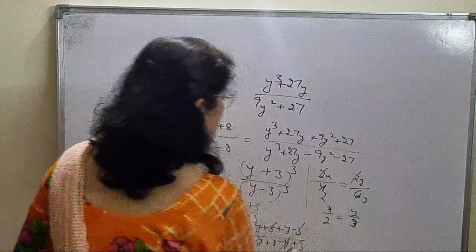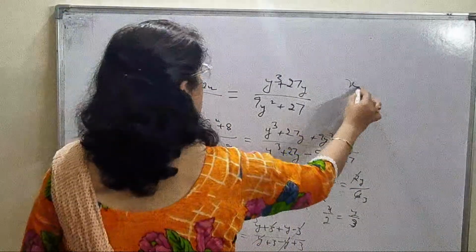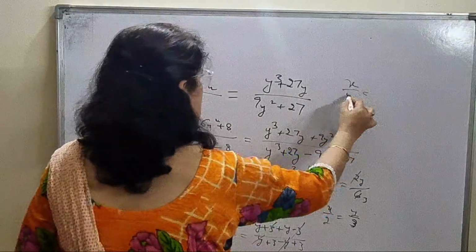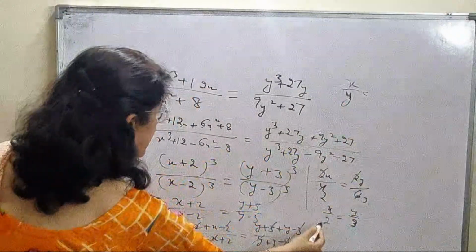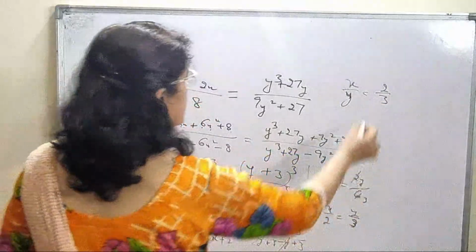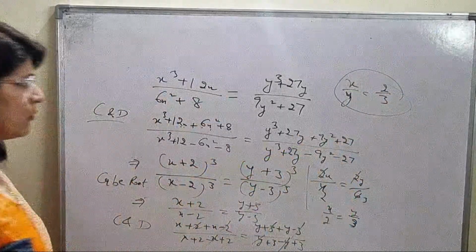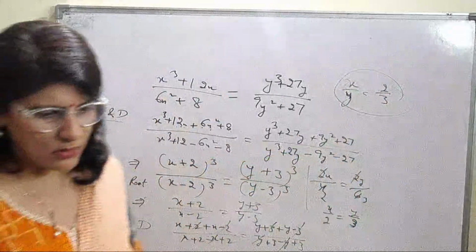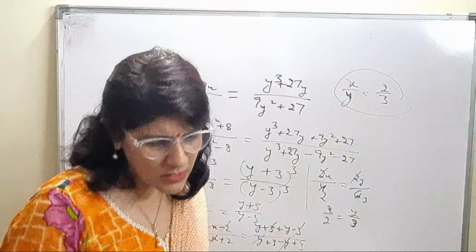And they just asked us to calculate x upon y. So what is the value of x upon y? Here you apply invertendo: x upon y comes down, 2 goes up. So by invertendo, x upon y is 2 upon 3. So this is the ratio, this is the ratio of this question. So in this way you can calculate them very easily.